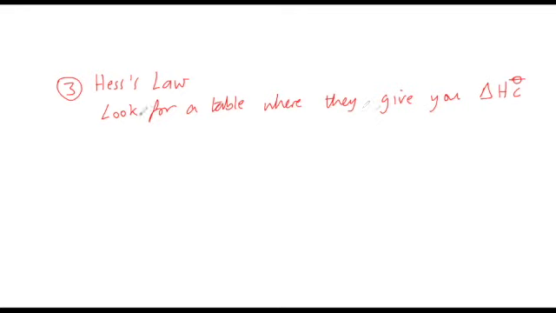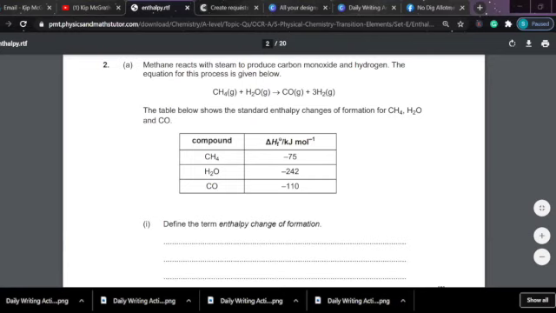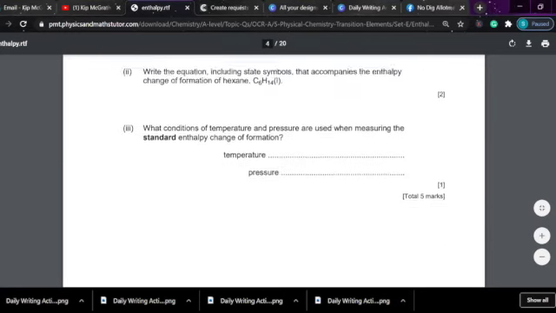Okay, so what you look for here is, again, they'll give you some figures in a table, but this is not formation. They give you delta HC, which is combustion. In this case, you use a Hess's Law triangle. So you're looking for enthalpies of combustion. And this is the same document. I'm just scrolling through.